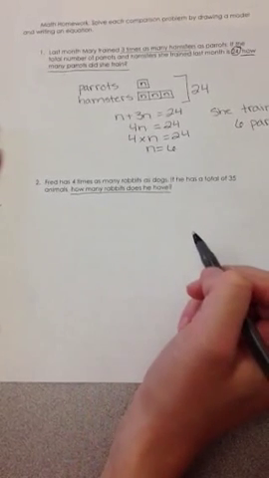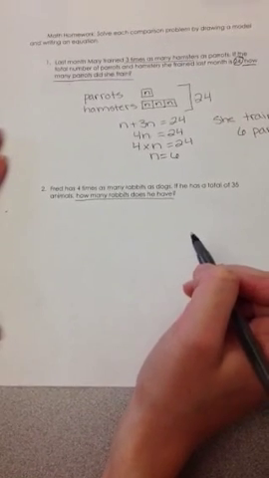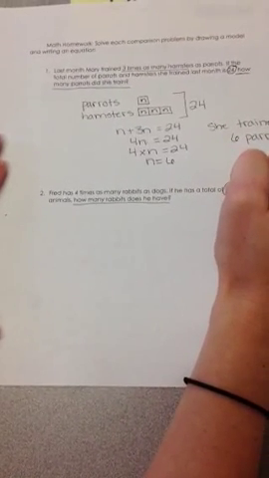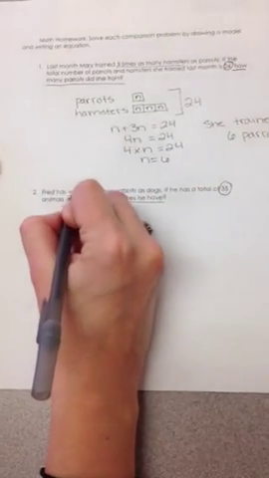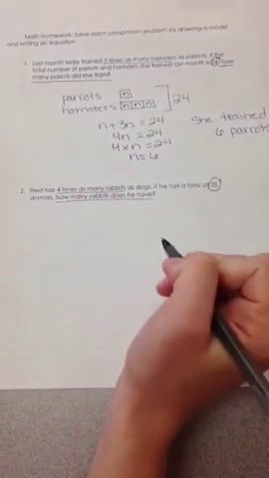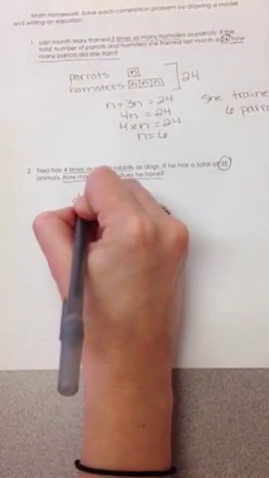So let's look back in our problem and figure out what information they give us. Well, they give us a total together of 35 animals, and we know that there are 4 times as many rabbits as there are dogs. So now I can draw my model.